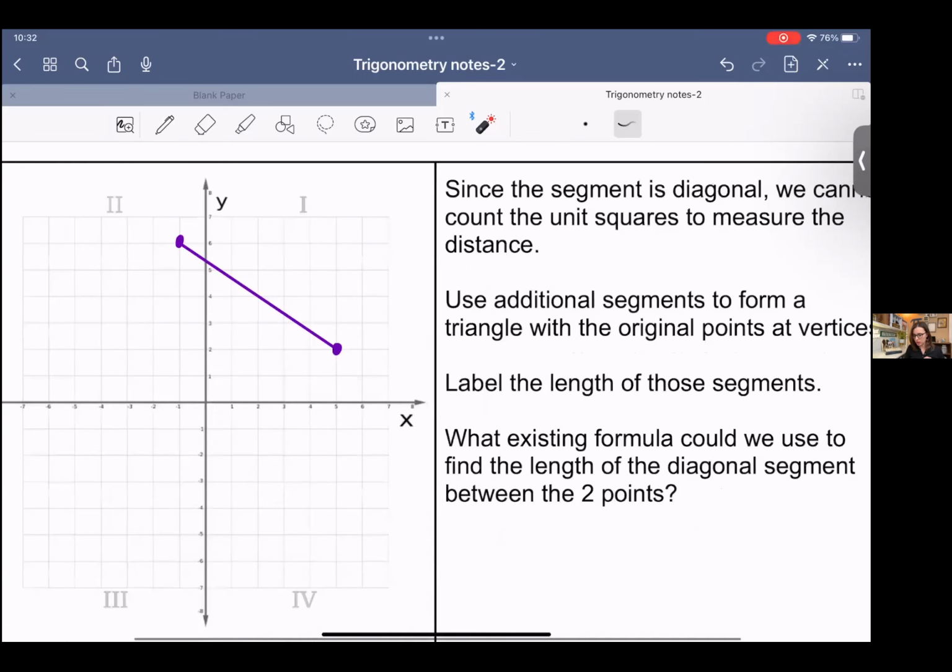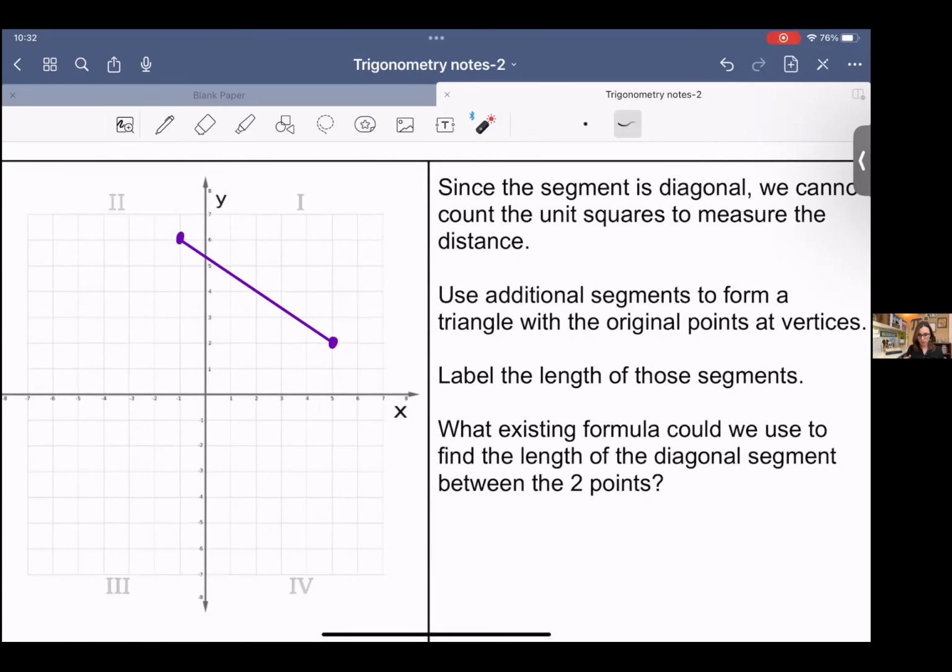So we can use additional segments to form a triangle like this, and that's a right triangle. So let's just draw a triangle like this. And if I were to label the lengths of those segments, that's a little easier to do. That is 1, 2, 3, 4 segments. And this one is 1, 2, 3, 4, 5, 6 segments.